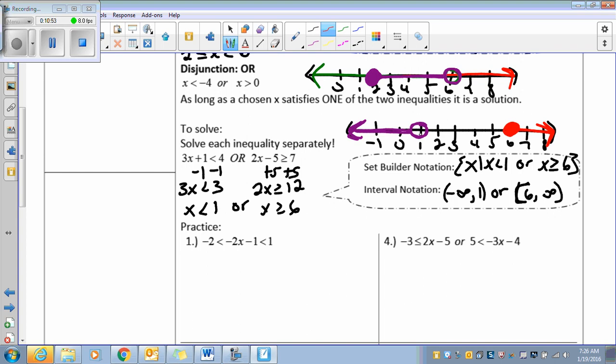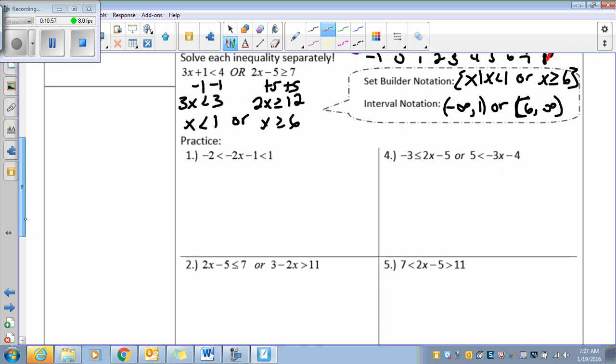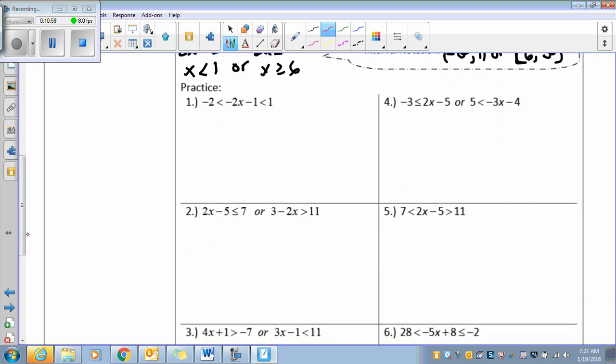Alright, so pause this video and practice 1 through 6. Try solving and graphing, and then start the video back up so we can go through the answers.